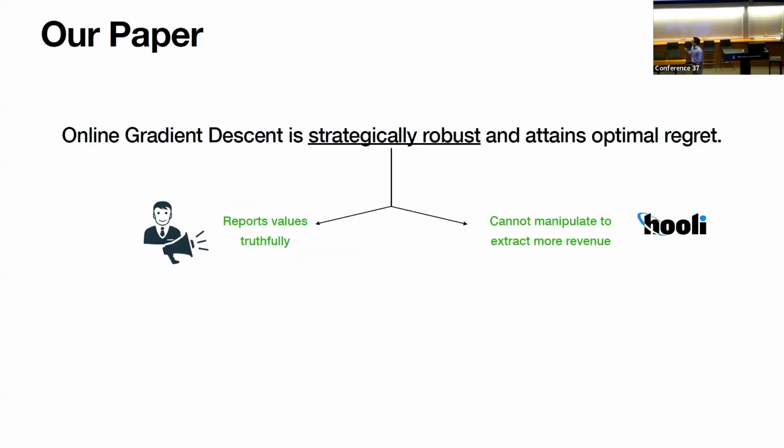In this paper, we give a unifying answer to both these questions by showing that online gradient descent itself, the good old popular learning algorithm that has all of the infrastructure already in place, both in theory and practice, is strategically robust and attains optimal regret. By strategically robust, I mean both sides of the market. So the advertiser would not want to misreport their values to online gradient descent, and the company can do no better by manipulating. So it has no incentive to dynamically change the reserve price to extract more.